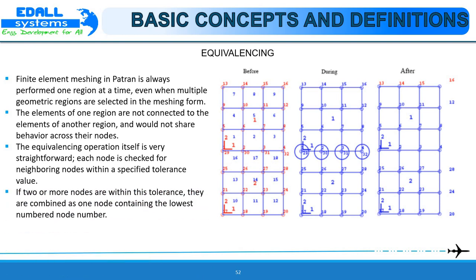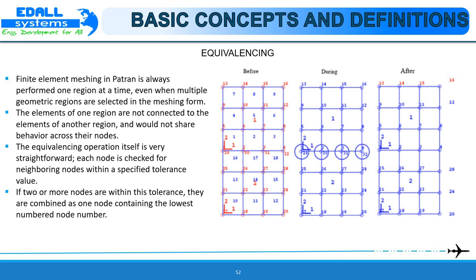If two or more nodes are within this tolerance, they are combined as one node containing the lowest node number. The following figure shows the equivalencing process. You have the option of equivalencing all nodes in a region or just those nodes corresponding to a specific group or list. Once the requested nodes are equivalenced, all references to the original higher numbered nodes are automatically changed within Patran to reflect the new equivalenced node numbers.